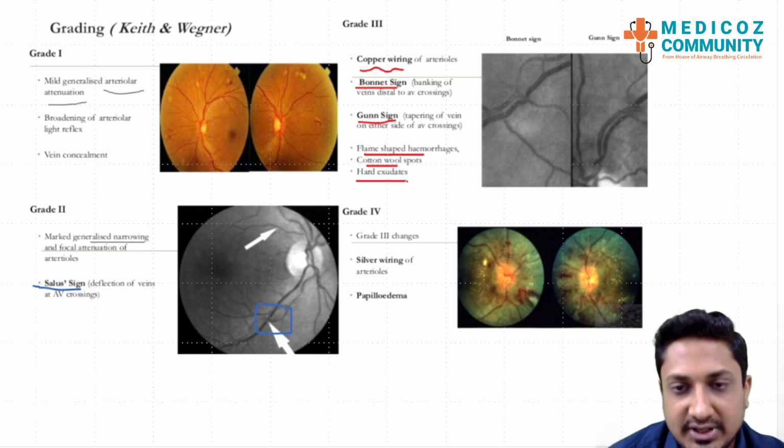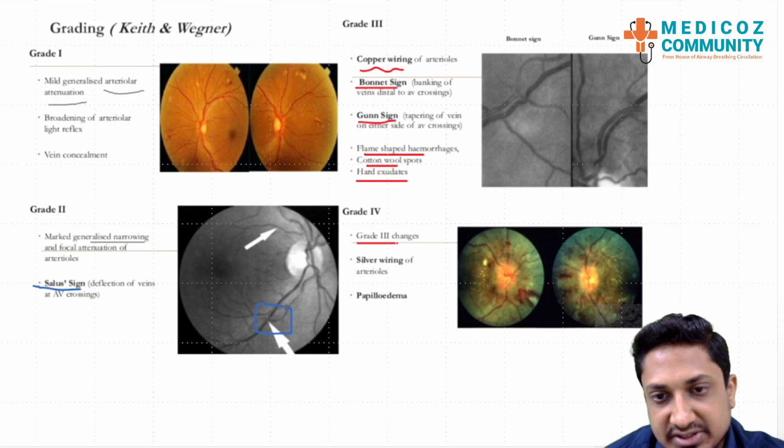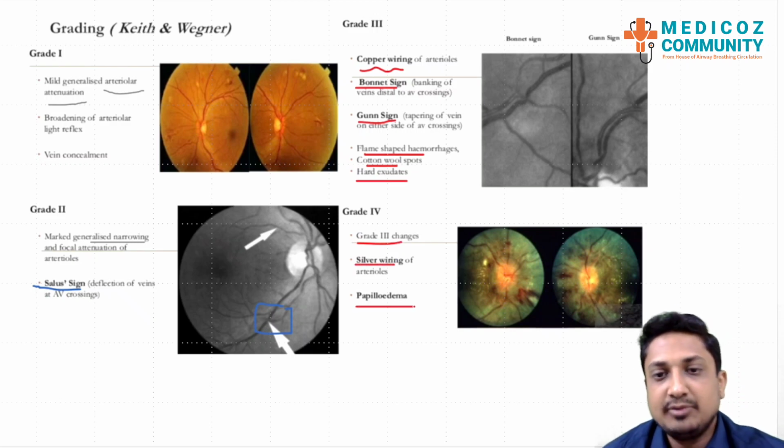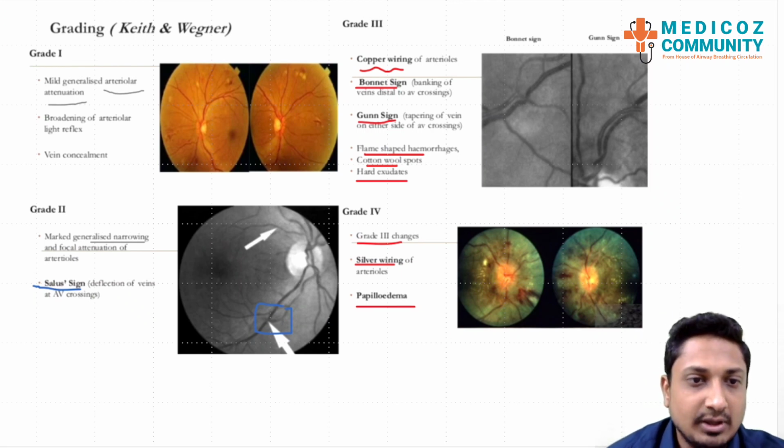Okay, are we clear here? Grade 3 is very important in the diagnosis of hypertensive retinopathy. And in grade 4, we find all the grade 3 changes along with silver wiring of arterioles and papilloedema, that is disc edema. Okay, so moving on.